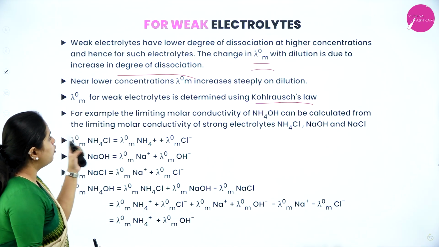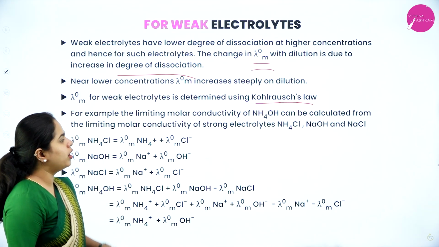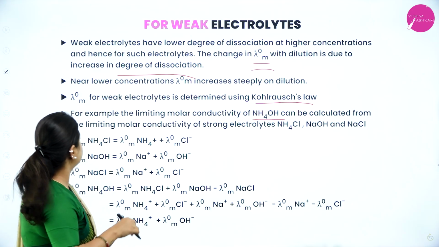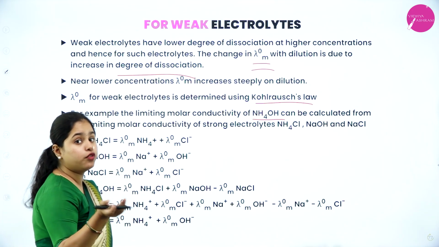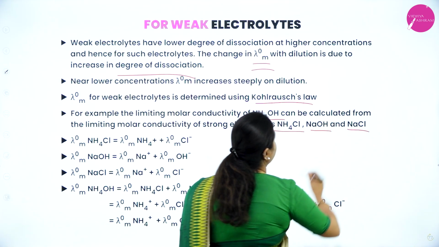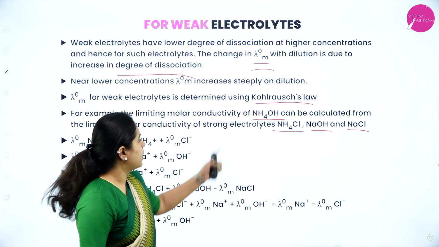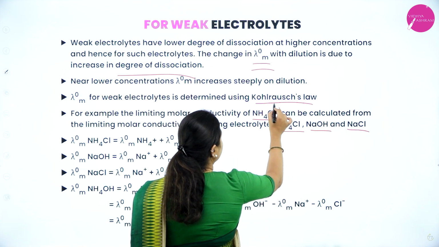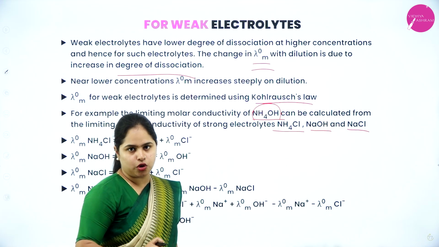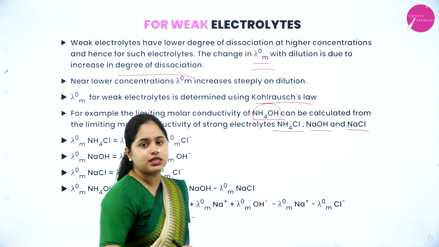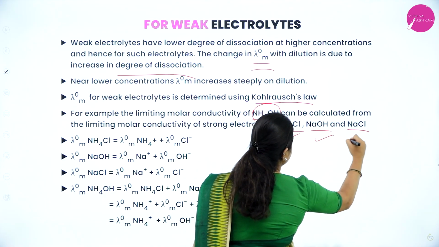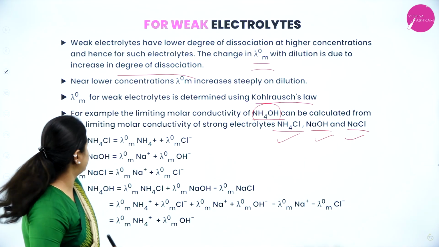So let's see. For example, the limiting molar conductivity of ammonium hydroxide can be calculated from the limiting molar conductivity of strong electrolytes, that is ammonium chloride, sodium hydroxide and sodium chloride. So I have to calculate the limiting molar conductivity of ammonium hydroxide, which is a weak electrolyte. So this can be done using the limiting molar conductivity of 3 strong electrolytes. So let's see how it is done.